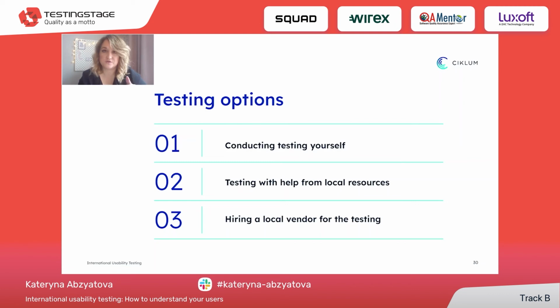Sometimes we will talk about choosing the moderator. Sometimes age, and even whether the moderator is male or female, can influence the results of usability testing. And hiring a local vendor for the testing is also an option when we have enough budget, to hire someone who can help us conduct usability testing from their perspective. They may better know some cultural differences too.